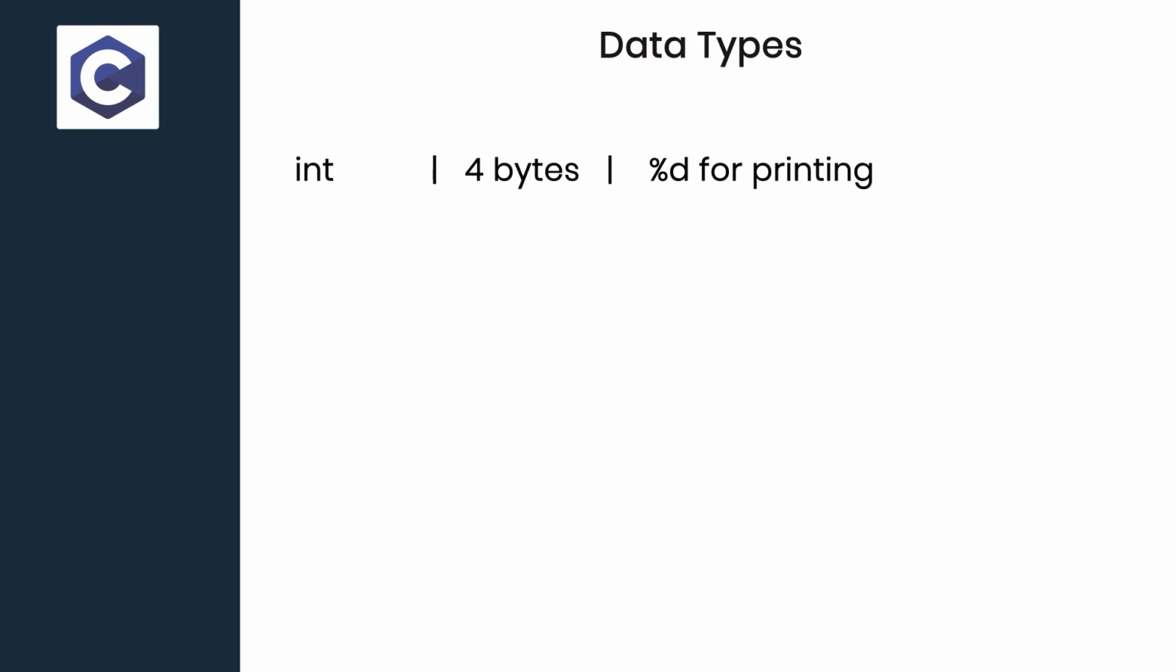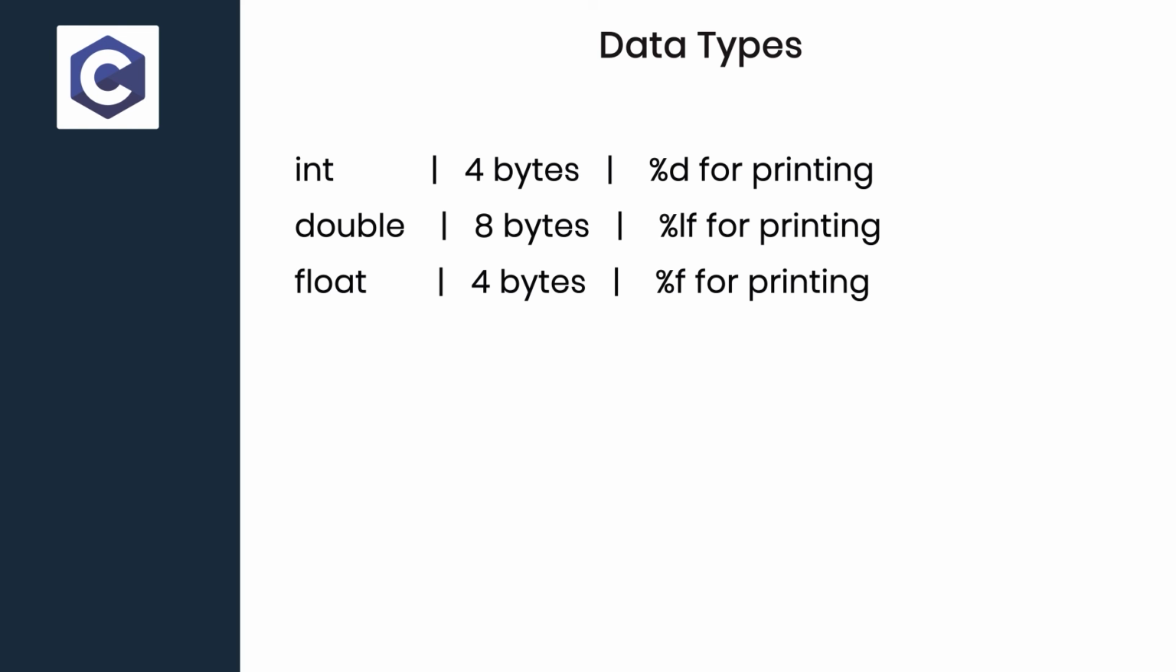By the way, as you see, we have mentioned it already here. The size of int is 4 bytes, the size of double is 8 bytes, and the size of float is 4 bytes. Similarly, the size of char is 1 byte. In this video, we have covered 4 commonly used data types. There are many other data types in C programming, which we will cover as we progress through the course.